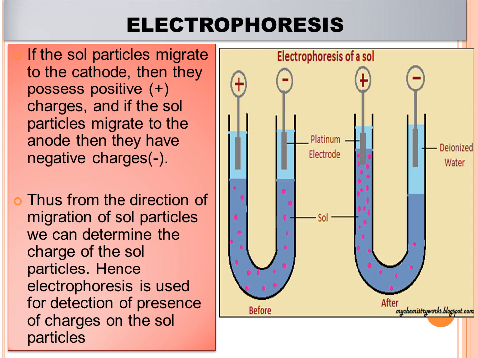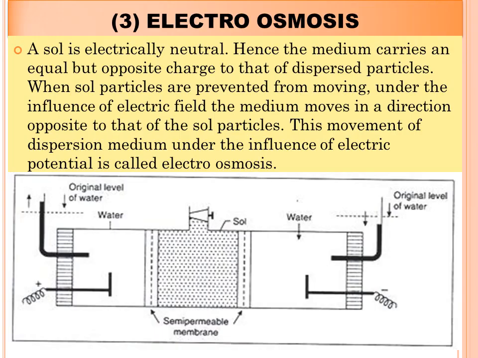You have many Sol particles, positively and negatively charged colloids. Examples are given in your textbook. You can see your textbook for the examples. And the next property is electro osmosis. You already know that colloids contain two media. One is the dispersed phase, the next is the dispersion medium. The movement of dispersed phase particles towards the oppositely charged electrode is electrophoresis. The migration of dispersion medium particles towards the oppositely charged electrode is electro osmosis.